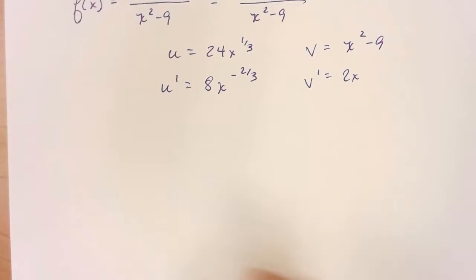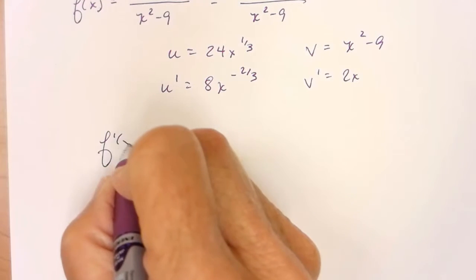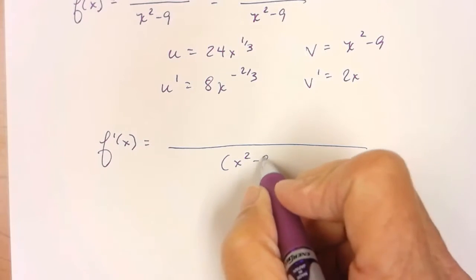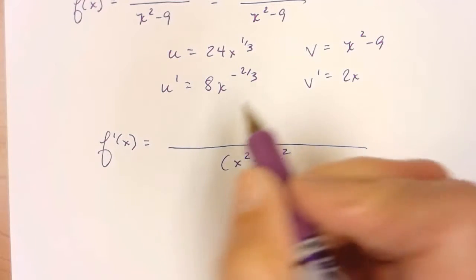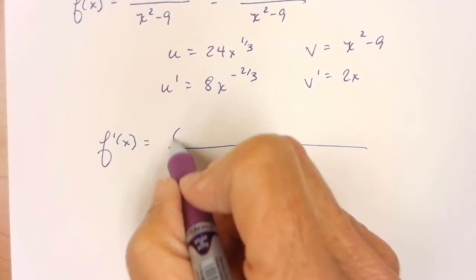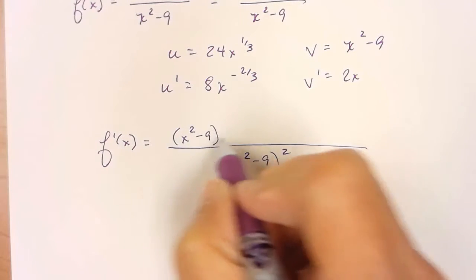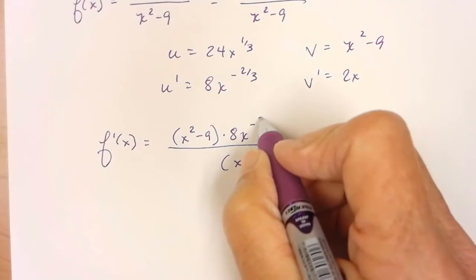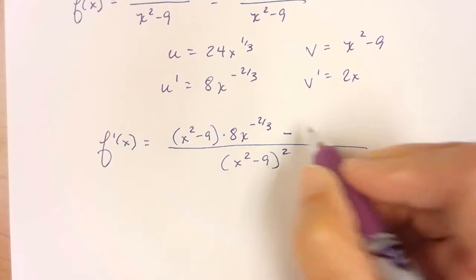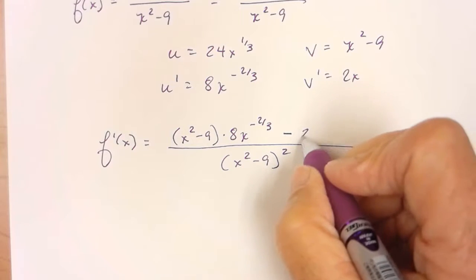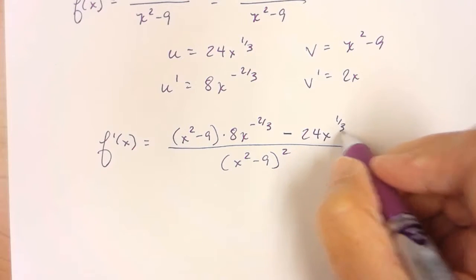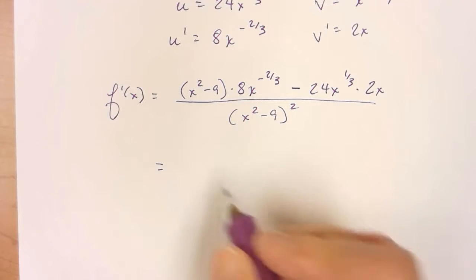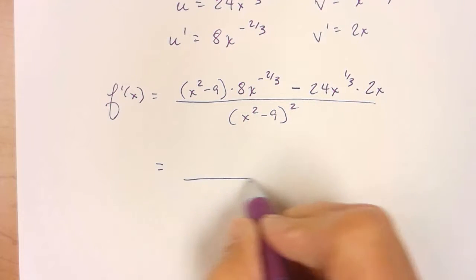Okay. My rule. Start with your V. Remember, it is squared. And because you start with V there, you also start with V right here. So it's V times U prime minus my U times my V prime. I'm going to clean it up a little bit.